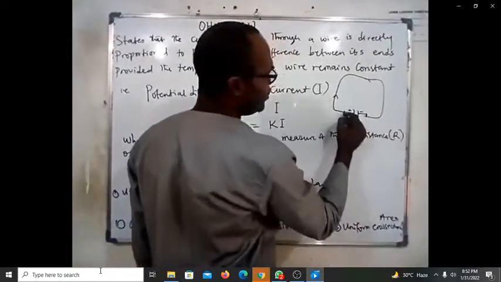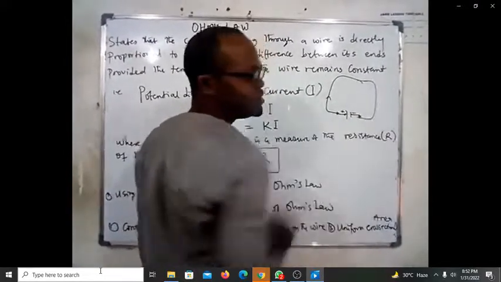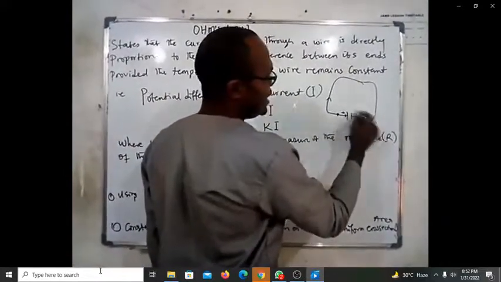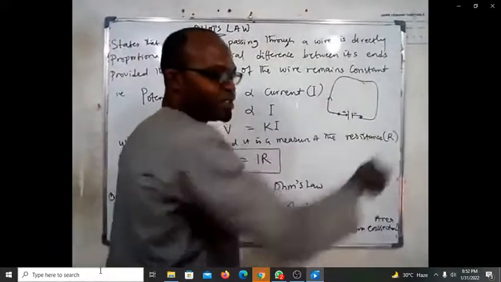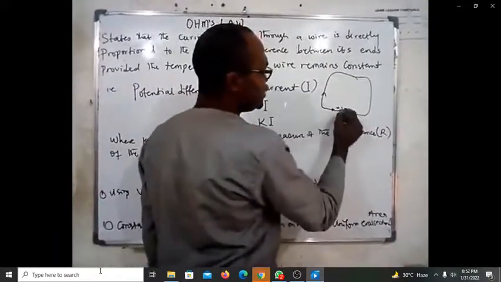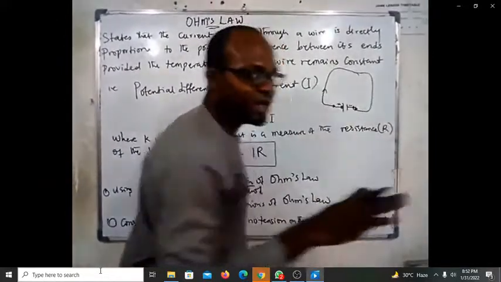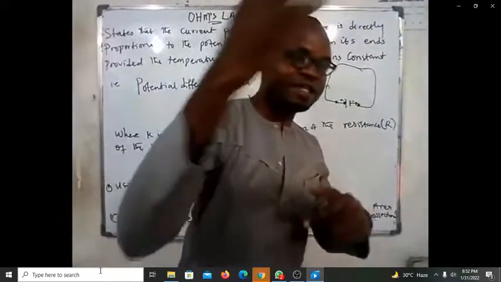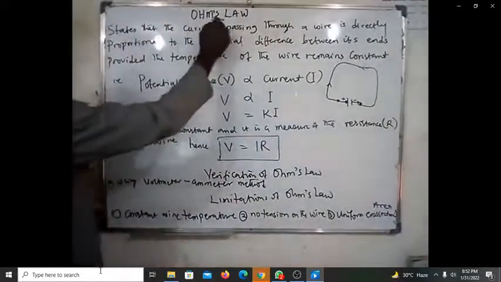Let's say the potential difference between here and here. If the potential difference between here and here is very large, more current will pass. More current will flow. If the potential difference between the positive terminal and the negative side is low, lesser current will flow. So, the more the potential difference, the more the current. Is that clear?